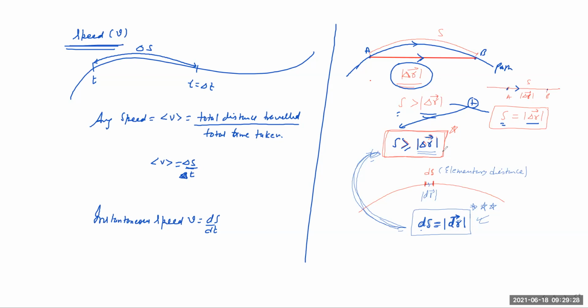Sir, why modulus? The modulus means length. The left hand side is a scalar. Distance is a scalar, and the right hand side is a vector. Vectors have magnitude and direction, and they have sign.